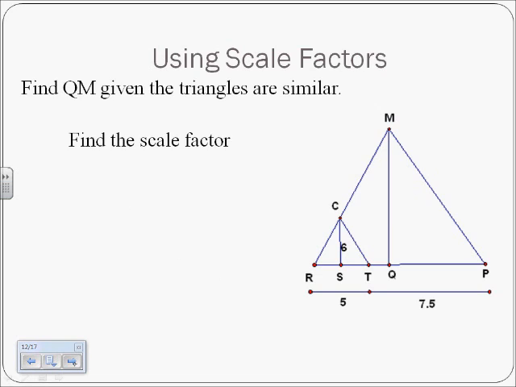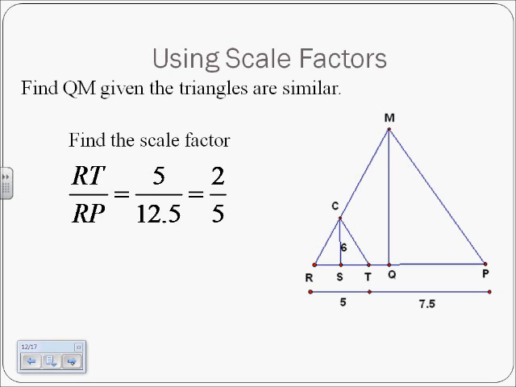Next example, similar type problem, different shape. Find QM this time using the scale factor. If I have my small triangle listed as 5 for the base and the entire large triangle as 12.5 for a base, simplify that ratio RT over RP, 5 over 12.5, simplifies to 2/5.